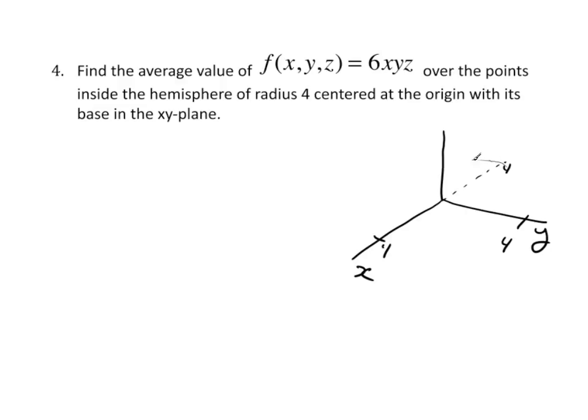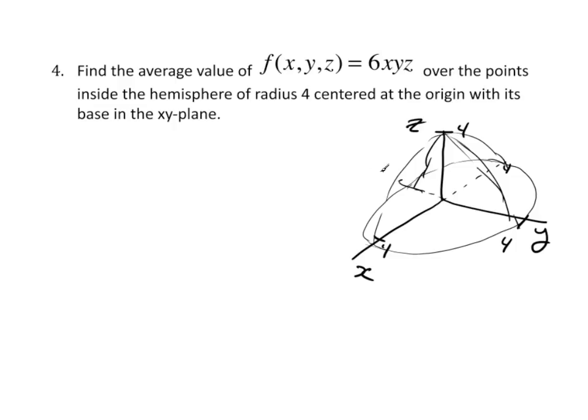So picture this as being a circle on the xy plane. And if it has a radius of 4, then it's going to hit the z-axis up here at 4. So it's going to come up like this, and of course down here like this. I kind of messed that up, but pretend like that's half a hemisphere, okay?